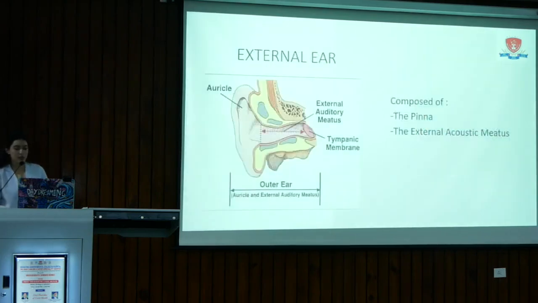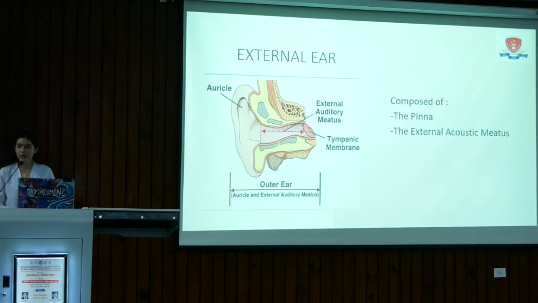The external ear is composed of the pinna, also known as the auricle, and is responsible for collecting the sound waves from the surrounding medium to transmit into the external acoustic meatus. The external acoustic meatus is an S-shaped tunnel which is divided into two parts, the cartilaginous part and the bony part. The cartilaginous part is represented by the outer one-third of the external acoustic meatus, while the bony part is represented by the inner two-thirds of the external acoustic meatus.